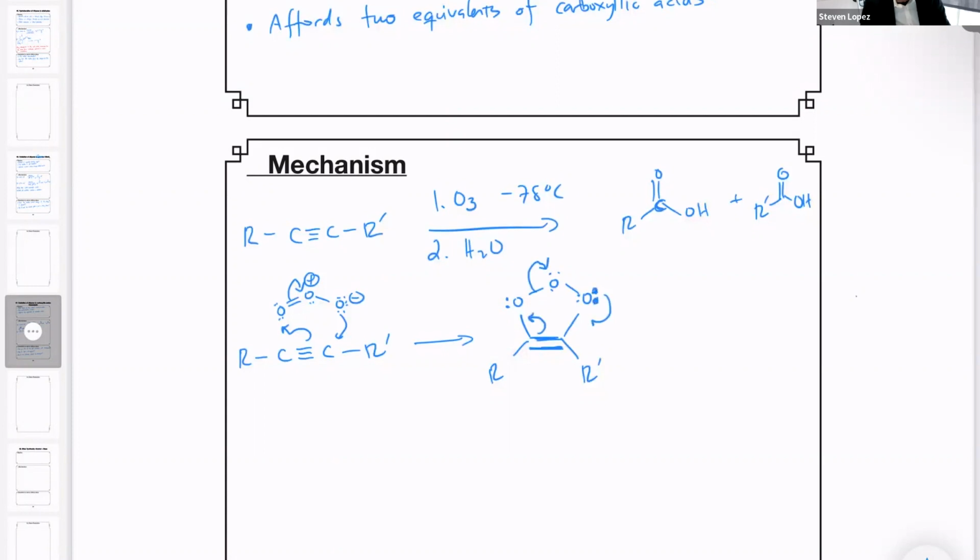The two lone pairs, which I'm bolding here, come down to form a carbon-oxygen double bond on the right side of the molecule. The carbon-carbon pi bond moves on to make a carbon-oxygen double bond. And at the top, this oxygen-oxygen single bond breaks to form an O-. Now let's show those products.